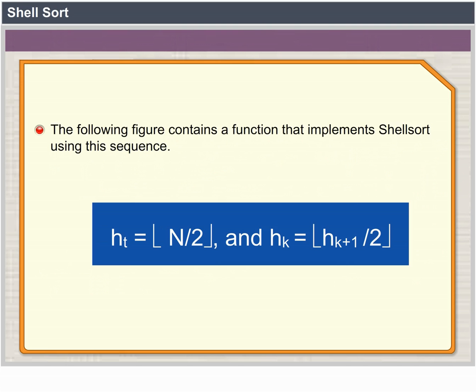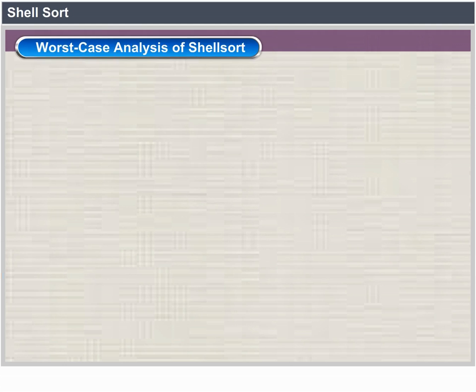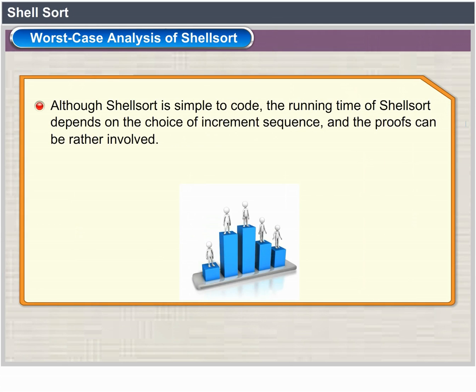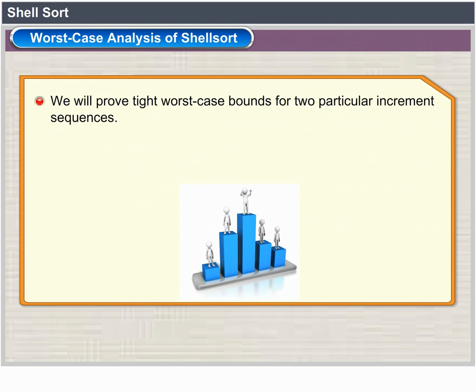Worst case analysis of shell sort. Although shell sort is simple to code, the running time of shell sort depends on the choice of increment sequence and the proofs can be rather involved. The average case analysis of shell sort is a long-standing open problem, except for the most trivial increment sequences. We will prove tight worst case bounds for two particular increment sequences.